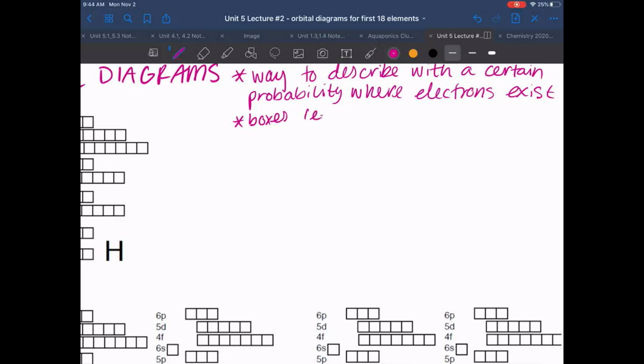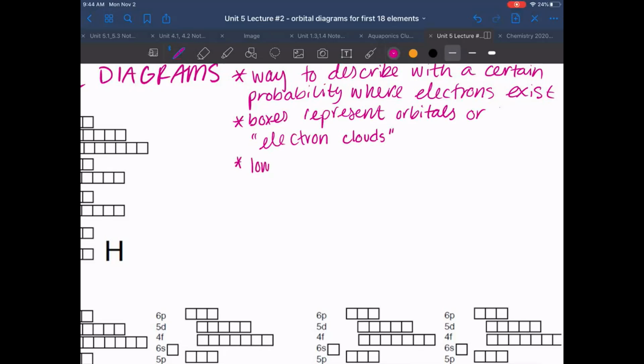The next thing is that these boxes you see represent orbitals, or what we call electron clouds. They're just the spots where electrons can exist. We put them in what's called orbitals or electron clouds.